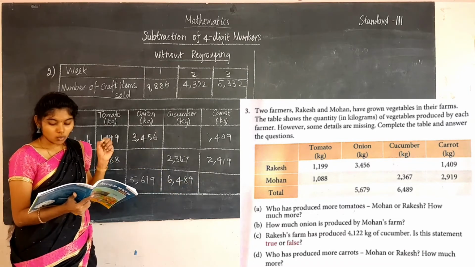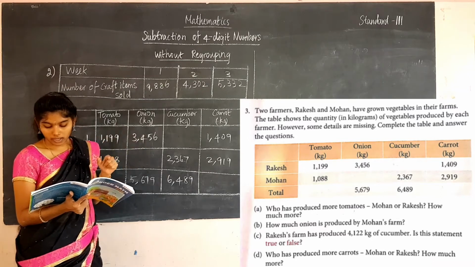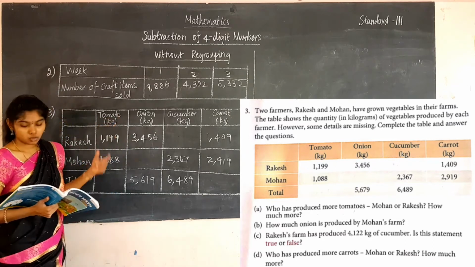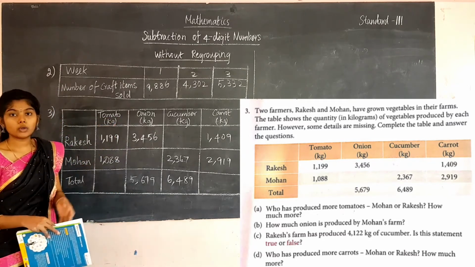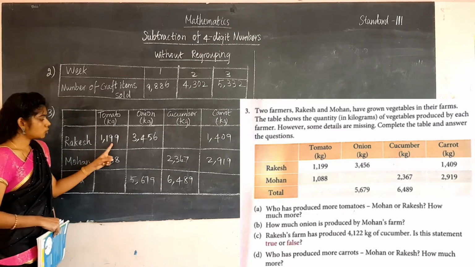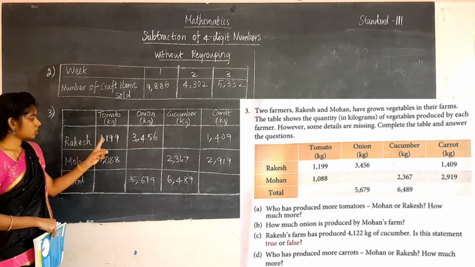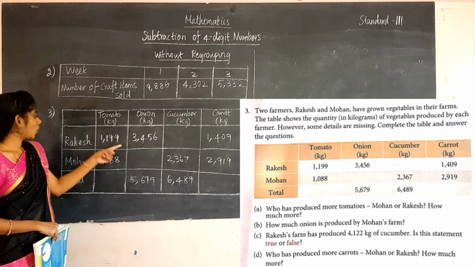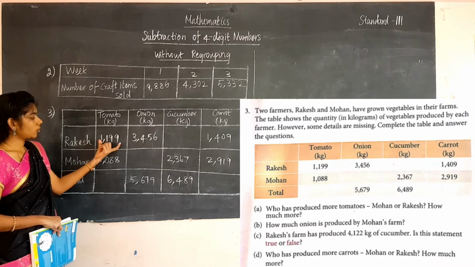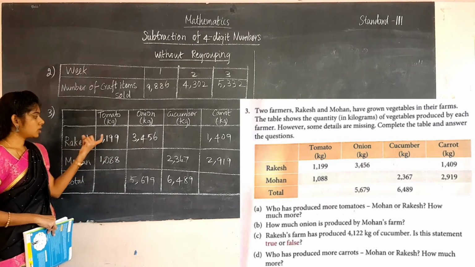So here, the first question is, who has produced more tomatoes, Mohan or Rakesh? How much more? So here we are going to check the tomatoes. We have to check these two in the tomatoes, Rakesh and Mohan. Which one is the greatest number, 1199 or 1088? 1199 is the greatest number. So Rakesh produced more tomatoes.